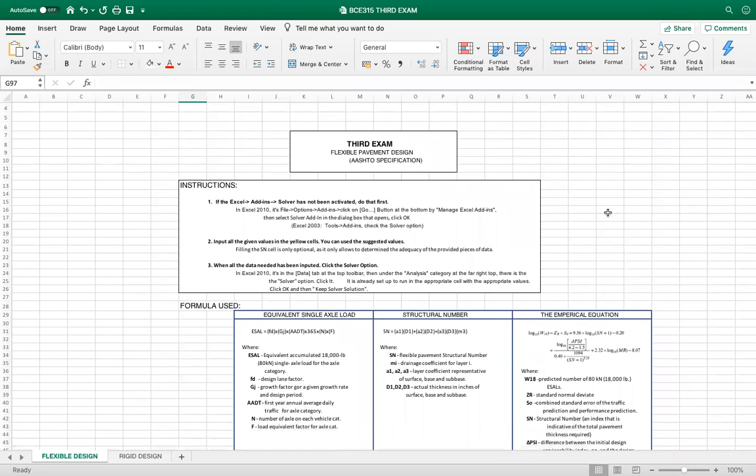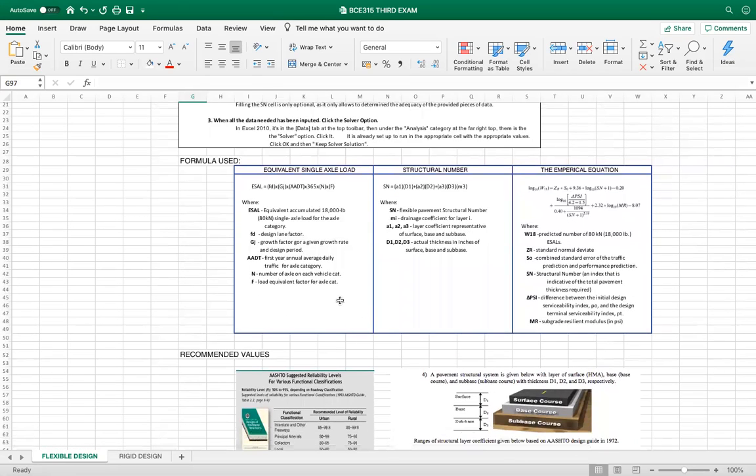First things first, you need to read the instructions. The first instruction here is, if your Excel add-in Solver has not been activated, do that first. The second is to input all the given data or values in the yellow cells, and you may also use the suggested values in accordance with the AASHTO specification. Third, when all the data needed has been inputted, click the Solver option.